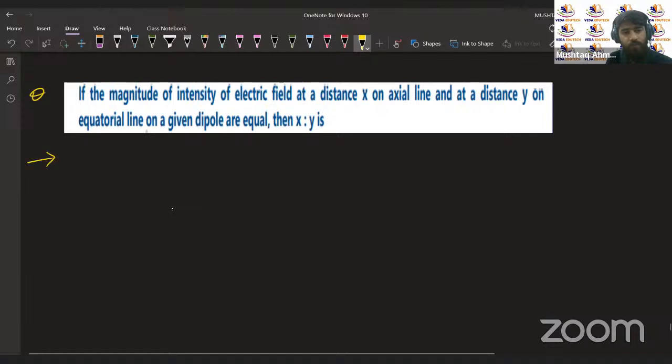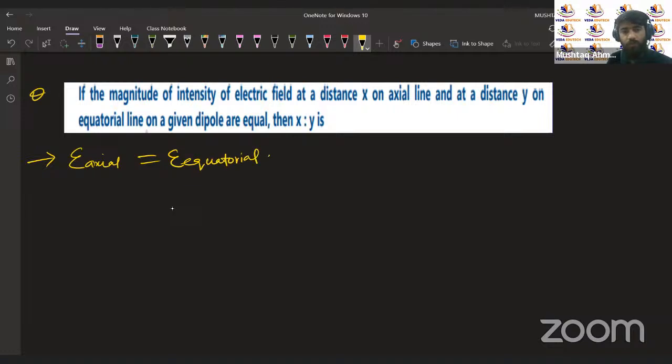This is another basic question here. If the magnitude of intensity of electric field at distance x on axial line and at a distance y on equatorial line on a given dipole are equal, right? So it means that electric field at axial line is equal to electric field at equatorial line, right? Magnitude. We're talking about the magnitude only, right? Correct.